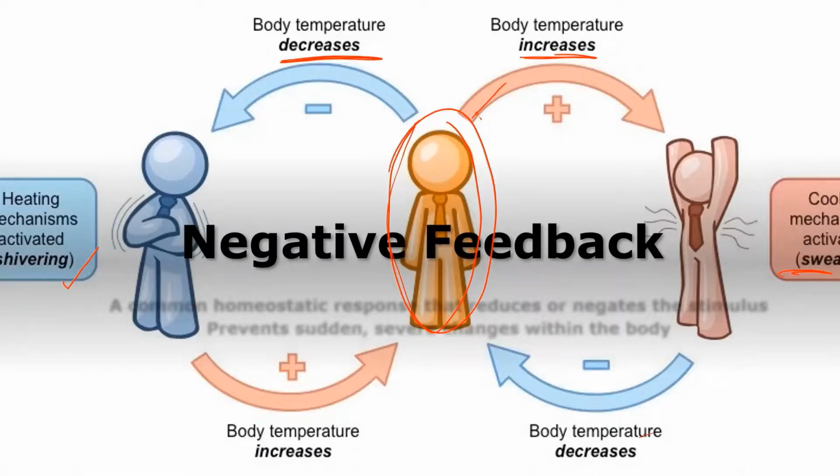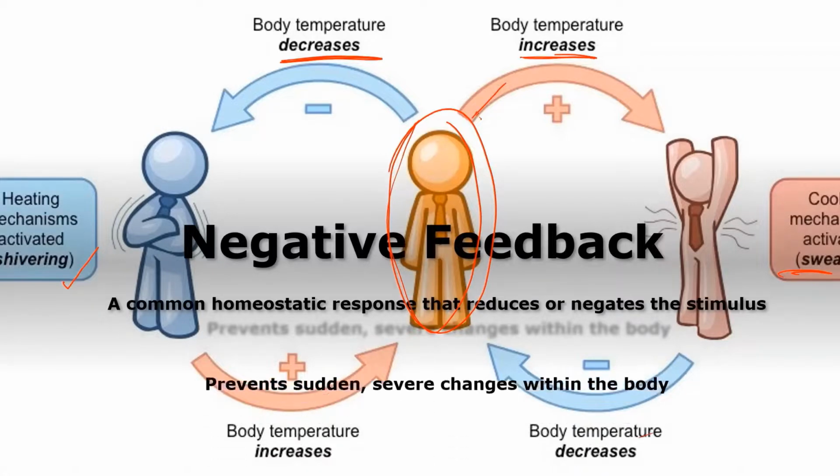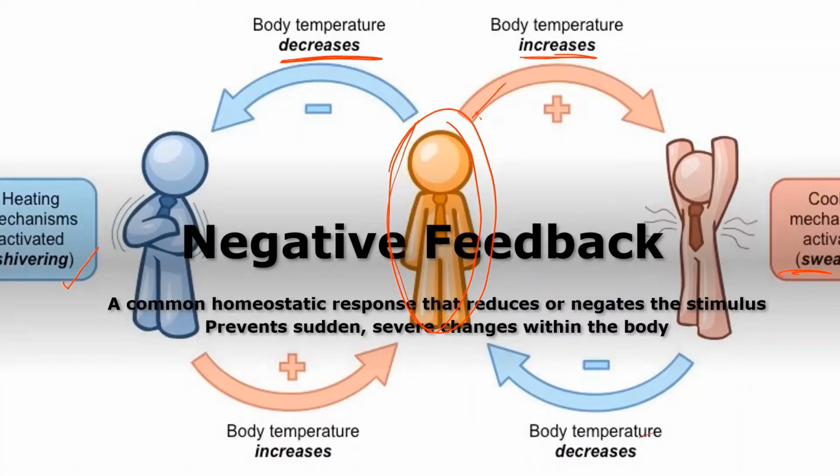So we often talk about negative feedback loops being the most common one. This is very, very common. That either reduces some stimulus or turns it off completely, negates it. And again, this prevents sudden changes from happening. We know sudden changes can cause problems with homeostasis. You got to keep it balanced. You don't want to imbalance the system.